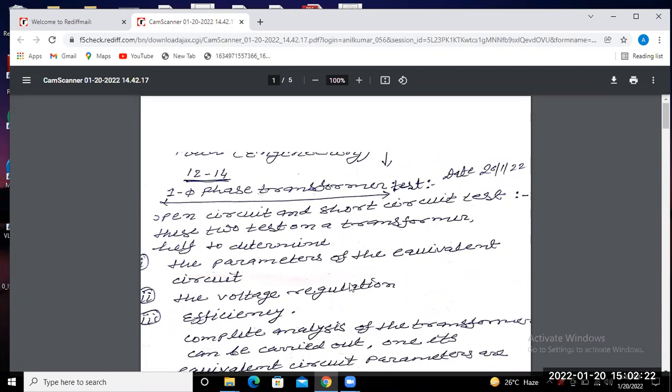So just try to see how we can connect the transformer with the instrument or supply during the open circuit test. So what is the meaning of open circuit test? Can you tell me? Open circuit test. What is the open circuit test? Anyone?